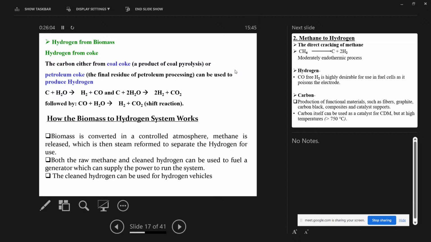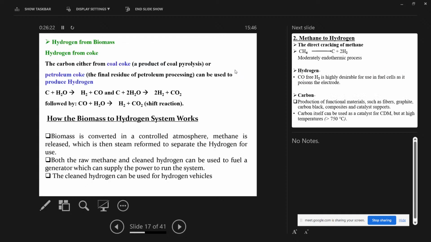I gave you an example in the previous slides, where we have an idea that about 12.3 kg of CO2 is emitted per kg of hydrogen produced. So we will give an example of this.